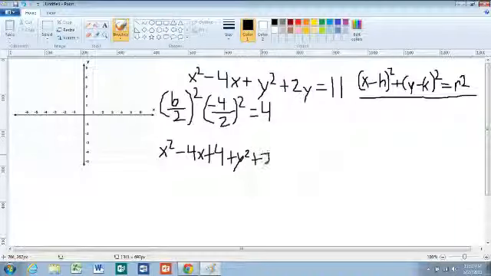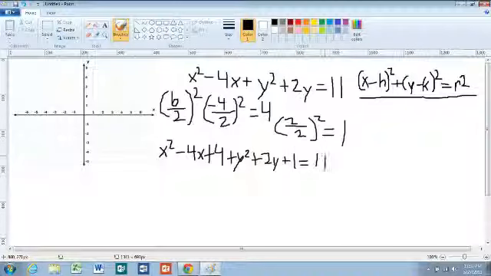And we also want to complete the square for our y. So we would do 2 over 2 and square it, and we get 1. So we would be adding 1 to the y as well. And we set that equal to 11 like our previous equation said.